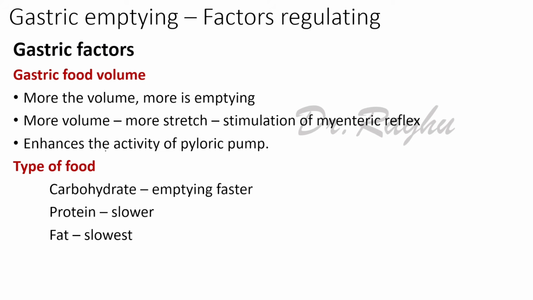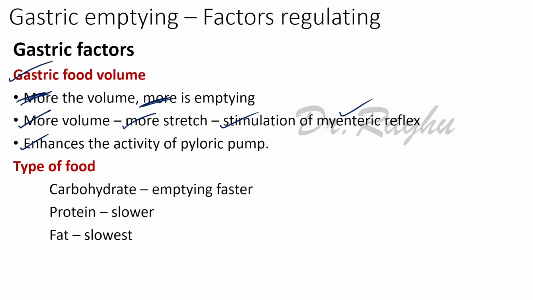Next, let's understand gastric emptying and the factors which affect it. There are basically two factors. One is a gastric factor, another is a duodenal factor. The first and foremost gastric factor is the gastric food volume. The more the volume of the food, the more the emptying. Whenever there is more volume of food, there is more stretching of the stomach, and there is going to be stimulation of the myenteric reflex. Remember, there are plexuses of nerves present in the stomach called the myenteric plexus, and this stimulation of the myenteric plexus is going to enhance the activity of the pyloric pump.